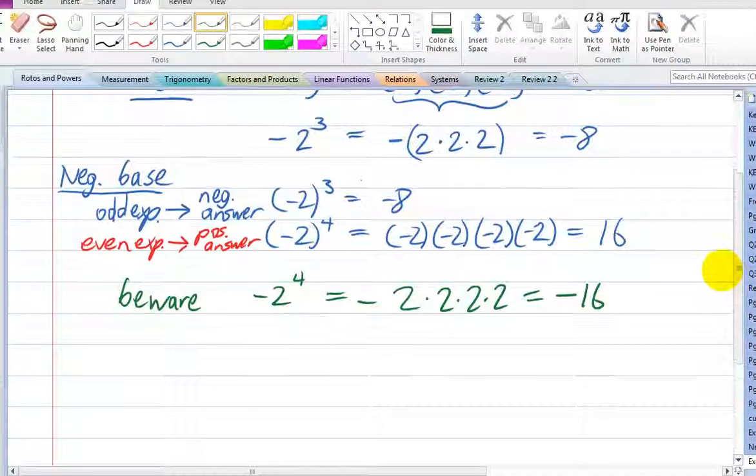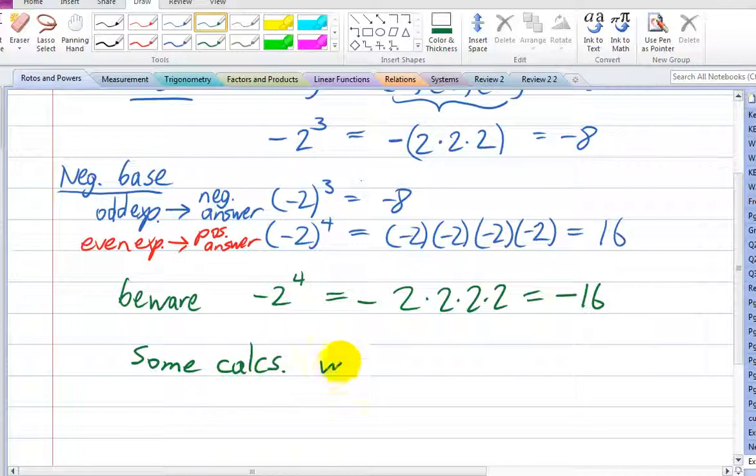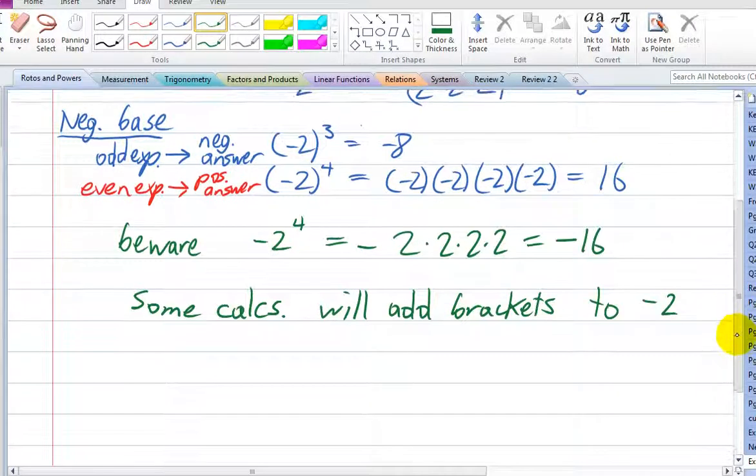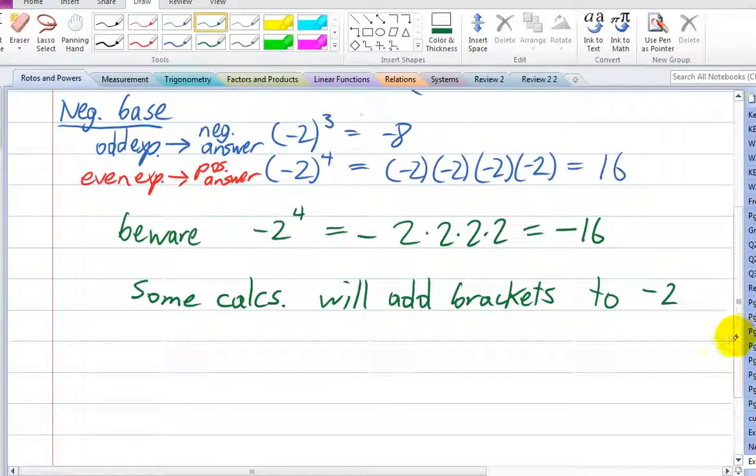So what I do, beware, some calculators will add brackets to a -2. Okay, so they'll add brackets, which is wrong. Okay, so you have to be careful.